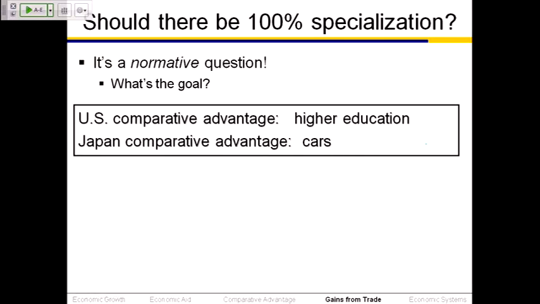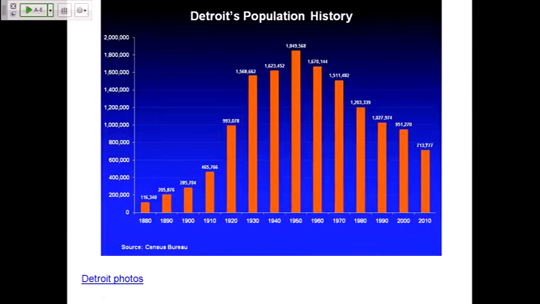But I know this. For a long time, the United States did not have the comparative advantage in the production of cars. What does 100% specialization look like? It means that the United States should get out of the business of producing cars. Let Japan produce all the cars. And the United States instead should be producing education.